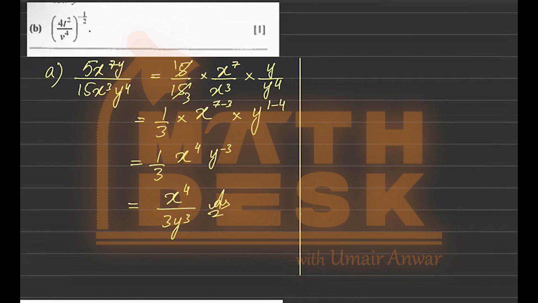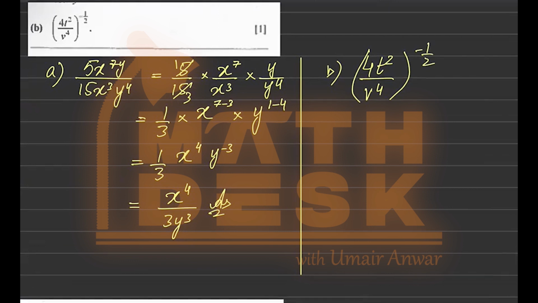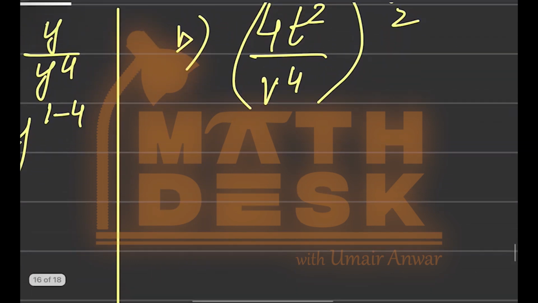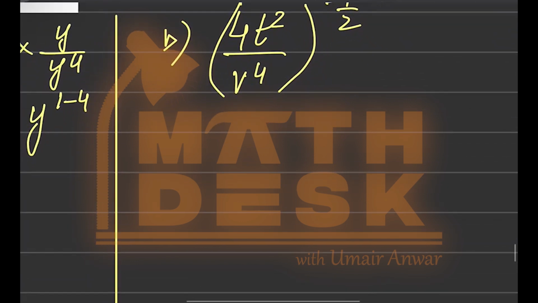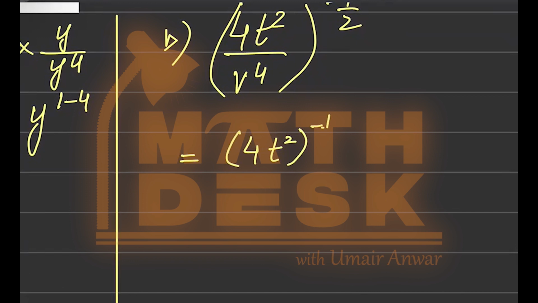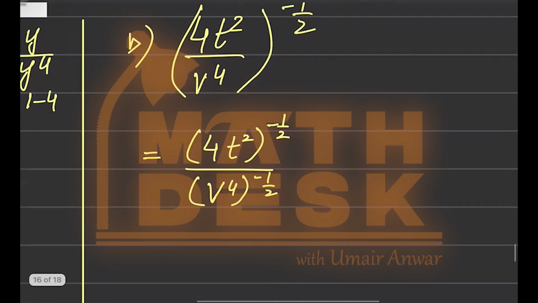Part B says 4t squared upon v raised to 4 whole raised to minus 1 upon 2. Now, the whole power would be applied on the numerator and then on the denominator also. So numerator and denominator both raised to minus 1 upon 2.